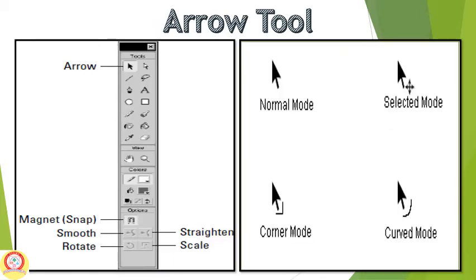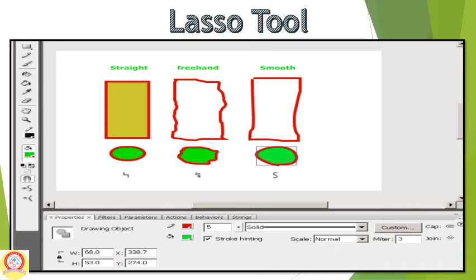Arrow tools. Now children, the arrow tool is called the selection tool. It is used to select single or multiple objects on the stage. Click the arrow tool in the tools panel and then follow the instructions to select different objects and properties. Lasso tools. Now children, the lasso tool is used to select irregular areas.